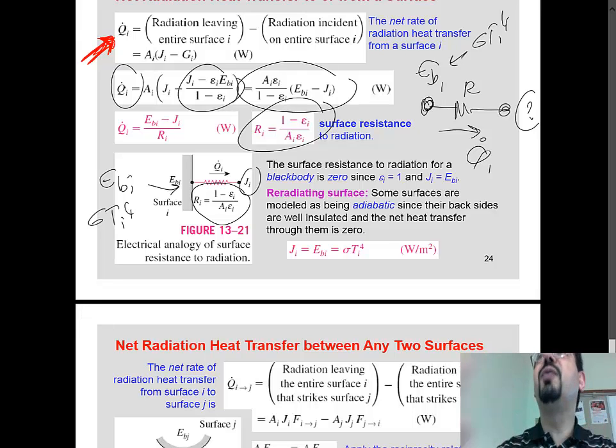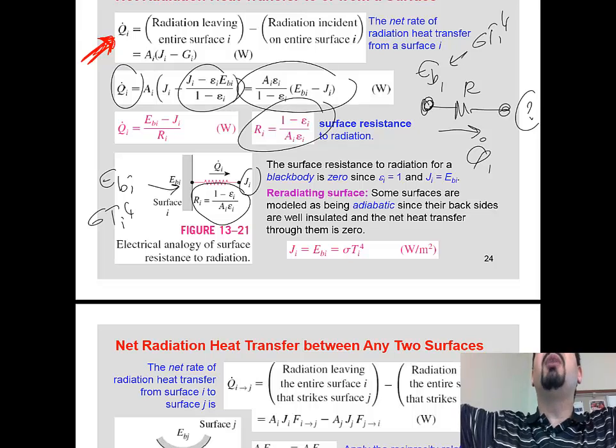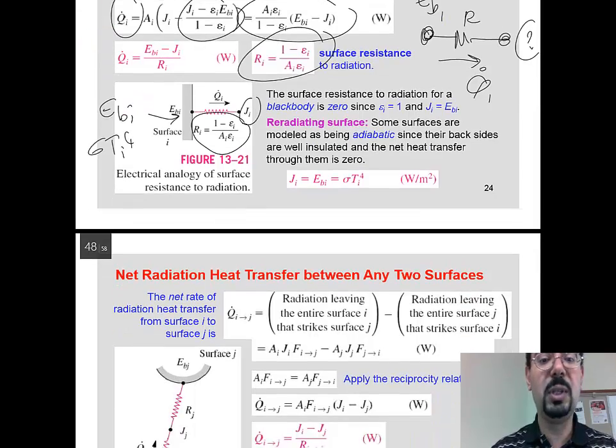And now it just fits exactly the model that we always look for, that Q is something minus something divided by something. That division is our resistance. The two things that we are subtracting are equivalent to the temperature in conduction and convection. Now it's the radiosity. All right? Does this make sense?